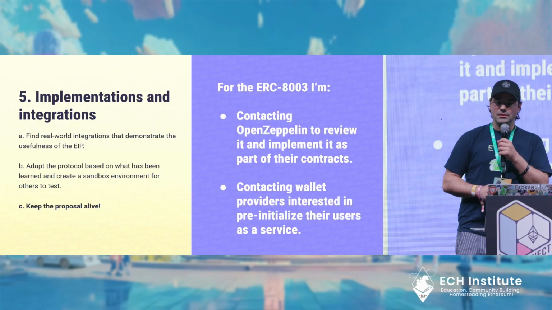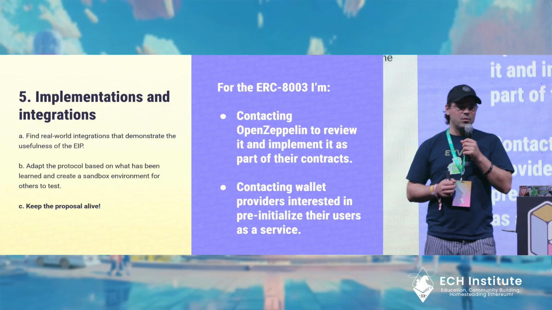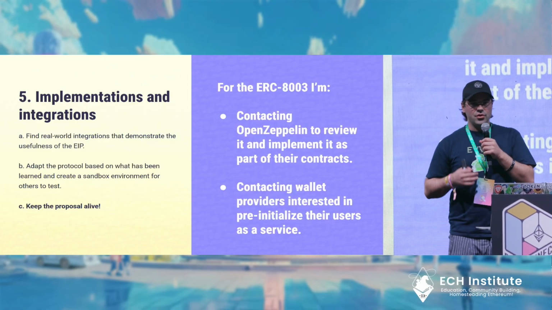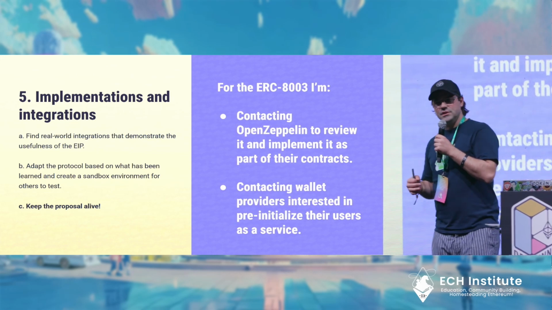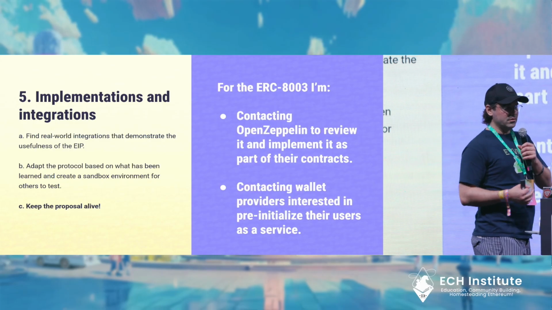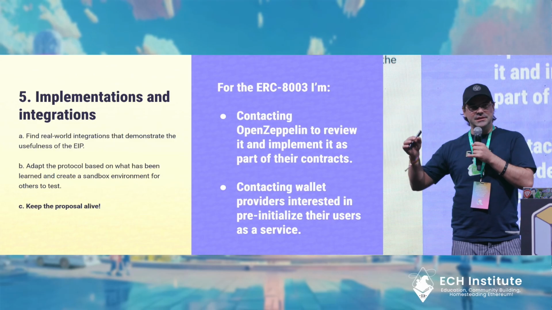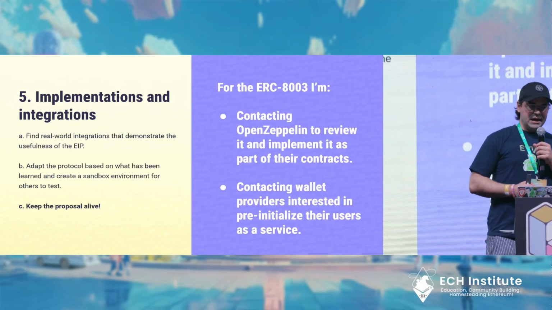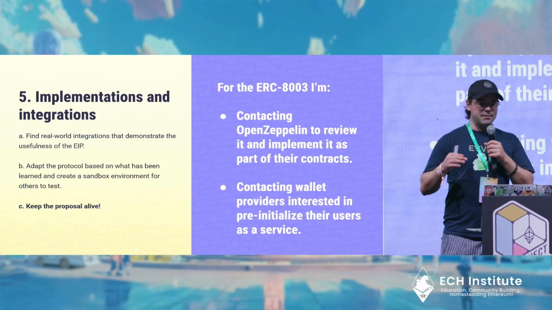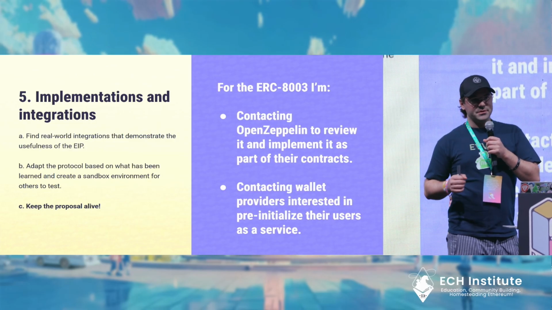Implementations and integrations. After you are passing and moving forward, it's very important to file real-world integrations that demonstrate the usefulness of the EIP or ERC. So you have to start working on the traction, because this will help you a lot to get approved and added if it's your goal to give some value. If not, you are just giving an idea that is very cool, but no one is going to use it. And then adapt the protocol on what you learn and create a sandbox environment for others to test. And very important, keep the proposal alive.